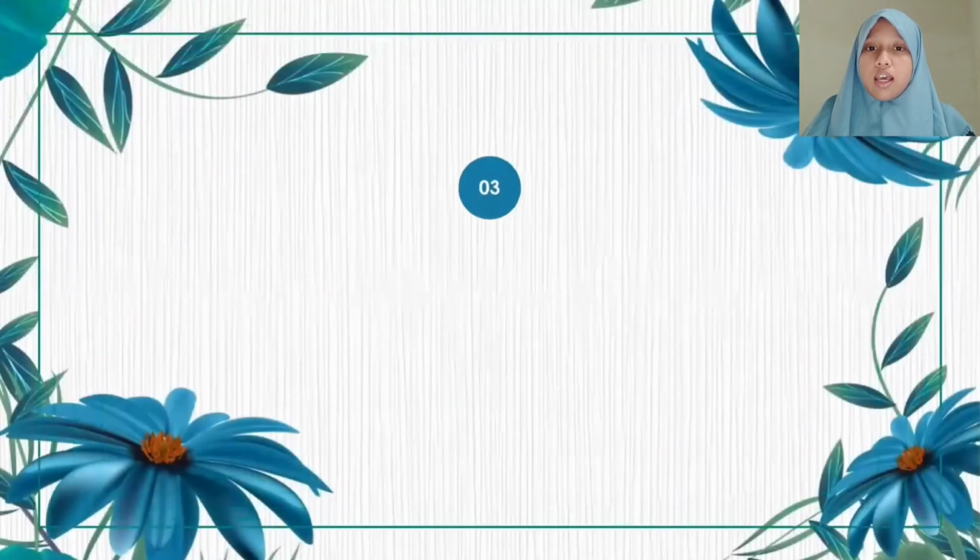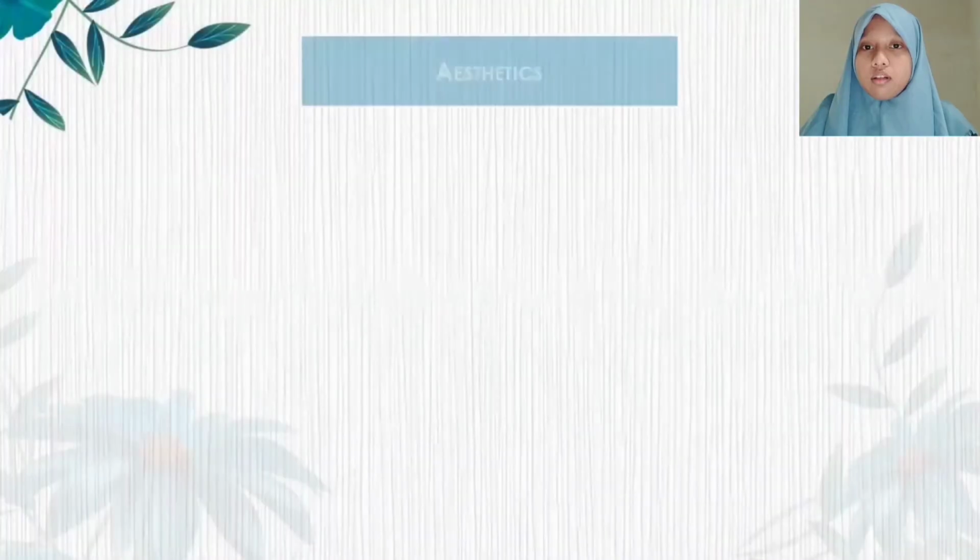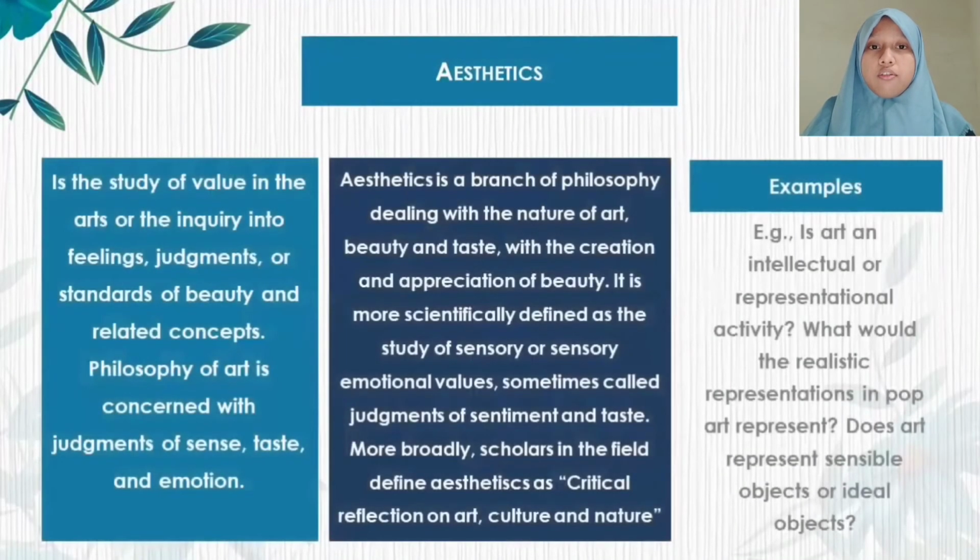Third is aesthetic. Aesthetic is a branch of philosophy dealing with the nature of art, beauty and taste, with the creation and appreciation of beauty. It is more scientifically defined as the study of sensory or sensory-emotional values, sometimes called judgments of sentiment and taste.